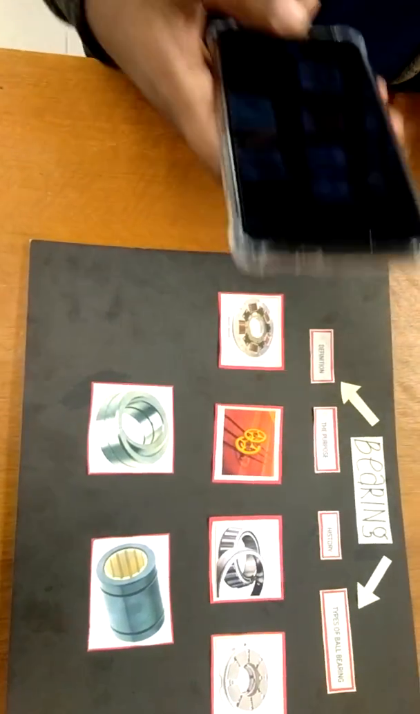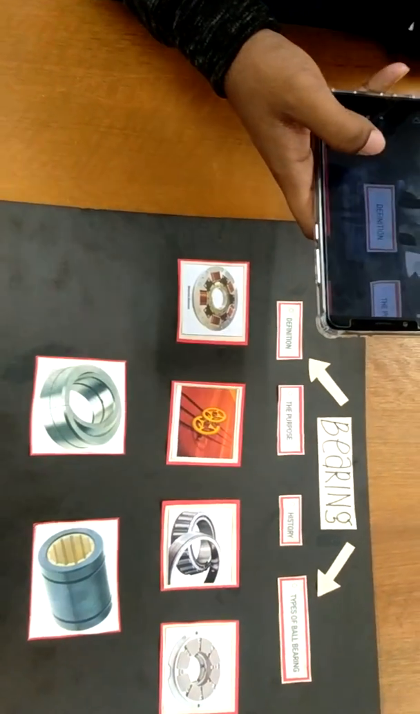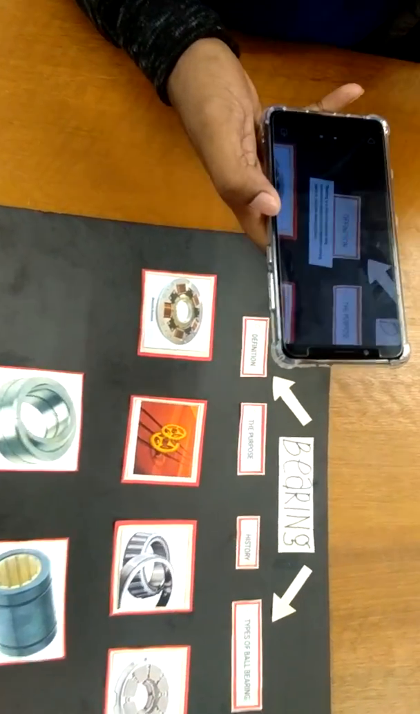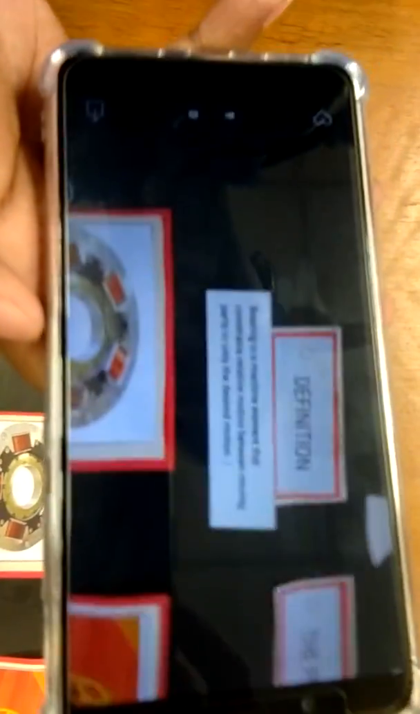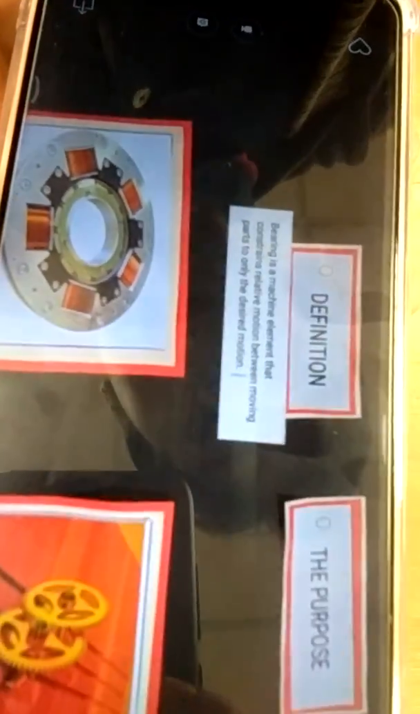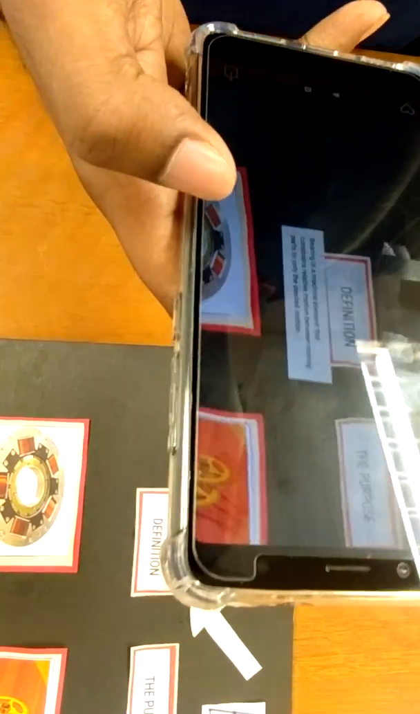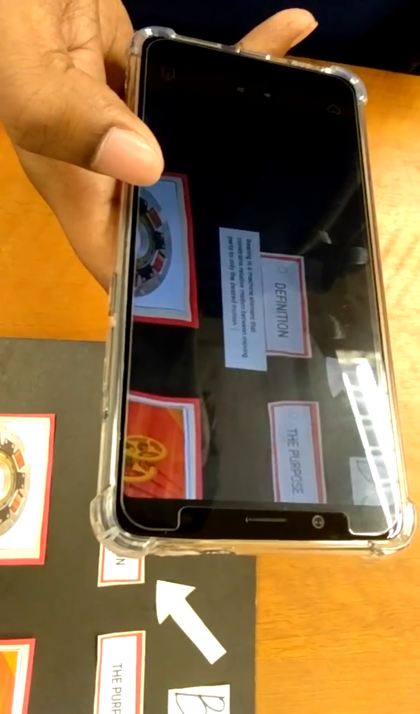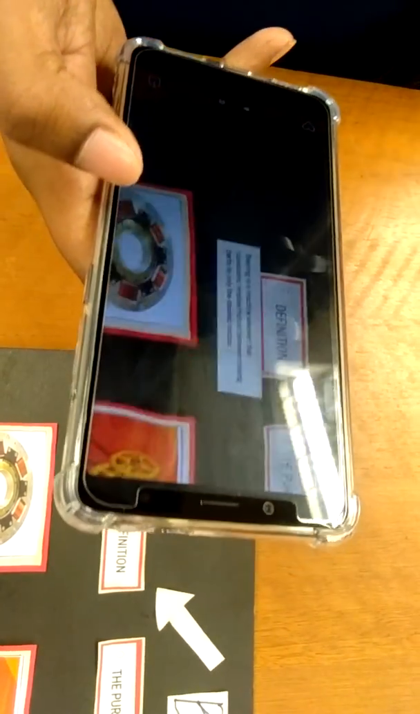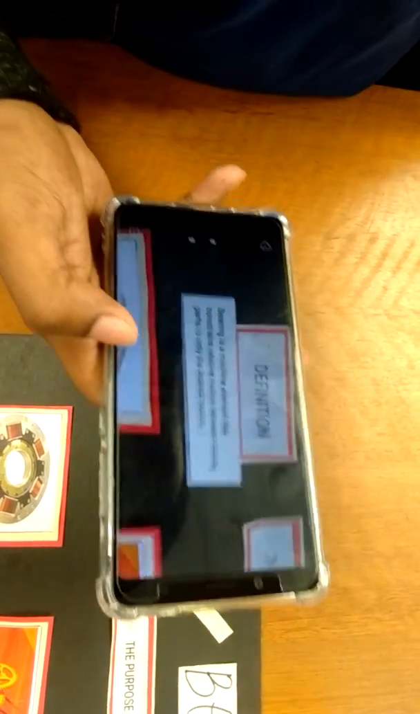Okay, for example, we'll start from the definition. Bearing is a machine element that constrains relative motion between moving parts to only the desired motion. This is the function of the app: while you scan the picture, it comes with another definition or other things that you can stick to it. So that's all. Okay, we are moving to the next.